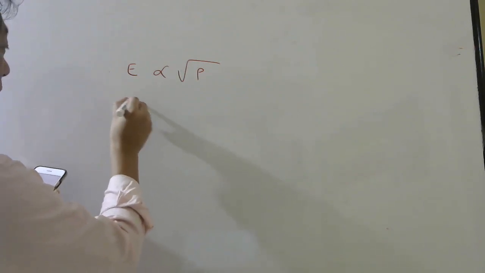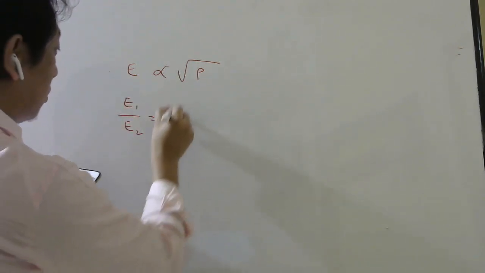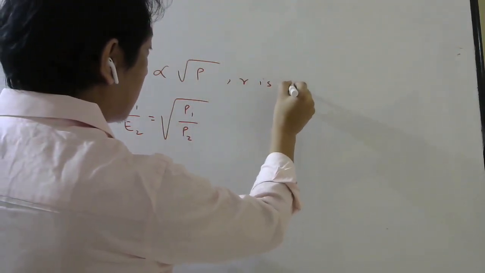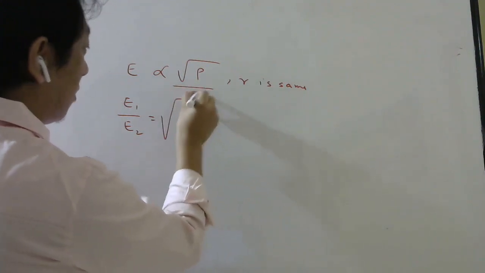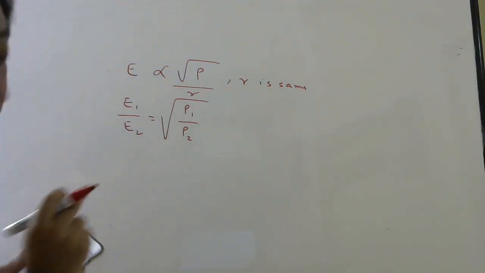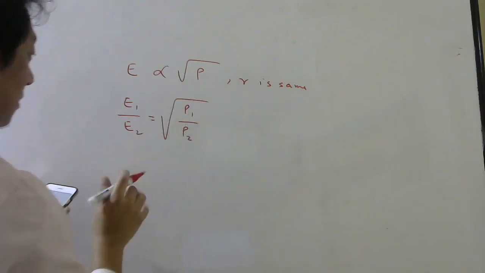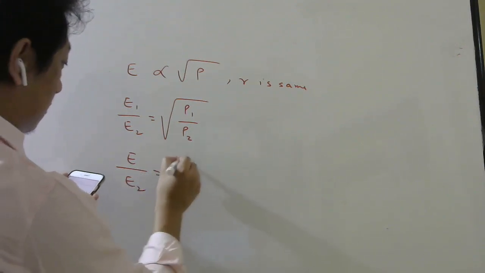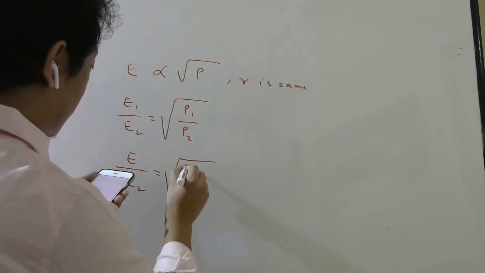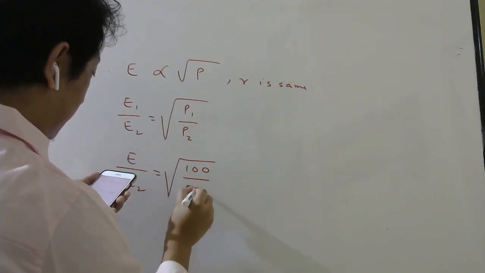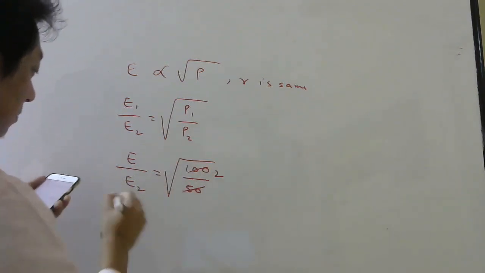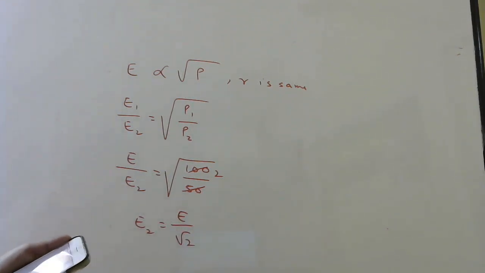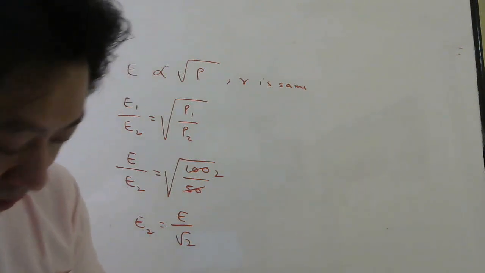So you can write E1 by E2 is equal to root of P1 by P2. The distance is fixed, R is same. If R is not same, then you write 1 by R also, because it is inversely proportional to R also. But here R is same. So first electric field is E, second one we have to find. First power is 100, second power is 50. This will be root 2. So we cross multiply, E2 will be E by root 2. Which option? Option C. Let's see 17 now.